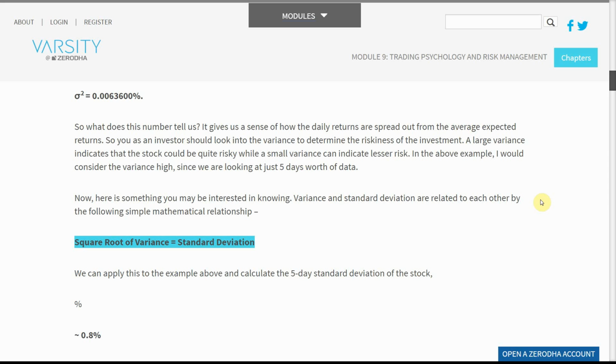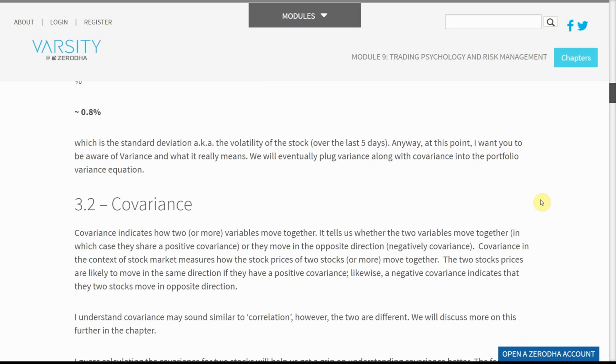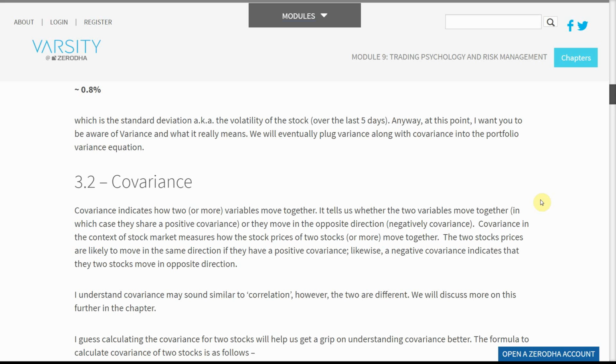Now, here is something you may be interested in knowing. Variance and standard deviation are related to each other by the following simple mathematical relationship: square root of variance equals standard deviation. We can apply this to the example above and calculate the 5-day standard deviation of the stock. Approximately 0.8%, which is the standard deviation, aka the volatility of the stock over the last 5 days. Anyway, at this point, I want you to be aware of variance and what it really means. We will eventually plug variance along with covariance into the portfolio variance equation.